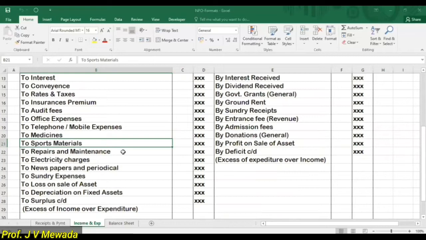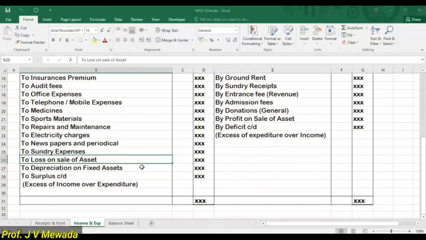Then we have normal repairs and maintenance. Then electricity charges we are paying. We are paying for the newspapers and periodicals. Sundry expense we are paying. Then whenever there is a sale of asset, we are calculating whether we are having profit or loss. So loss on sale of asset we are recording on the debit side. And then depreciation of the fixed asset we have to calculate, and then we have to charge on the debit side of this income and expenditure account. So that is we are recording here on the expense side.